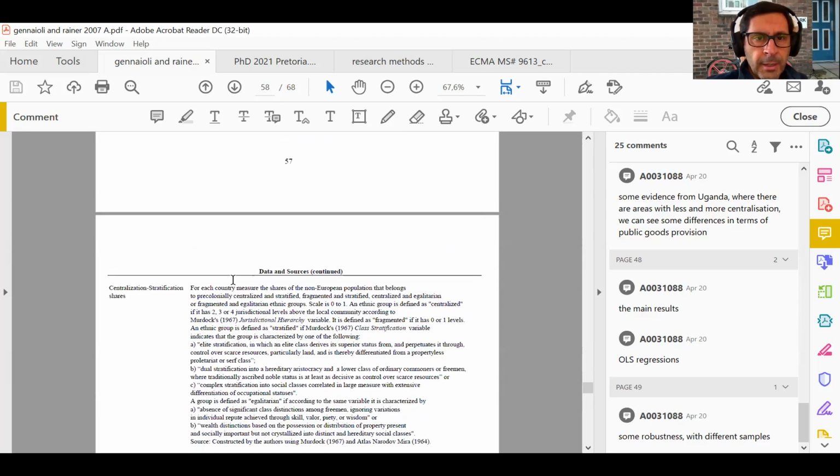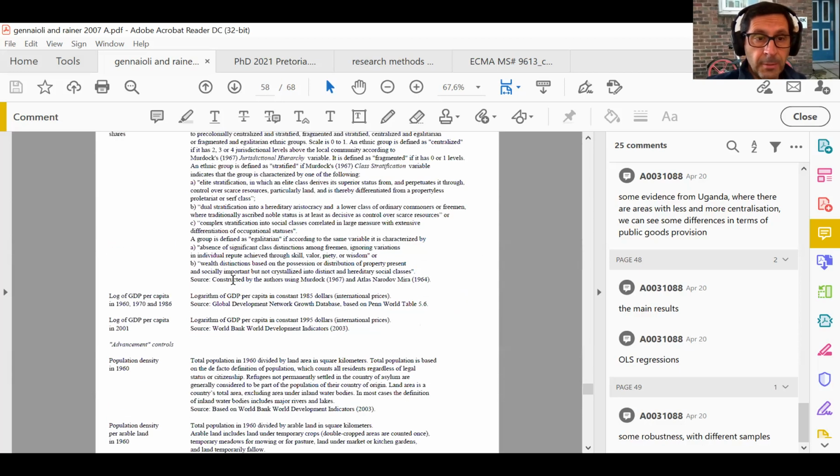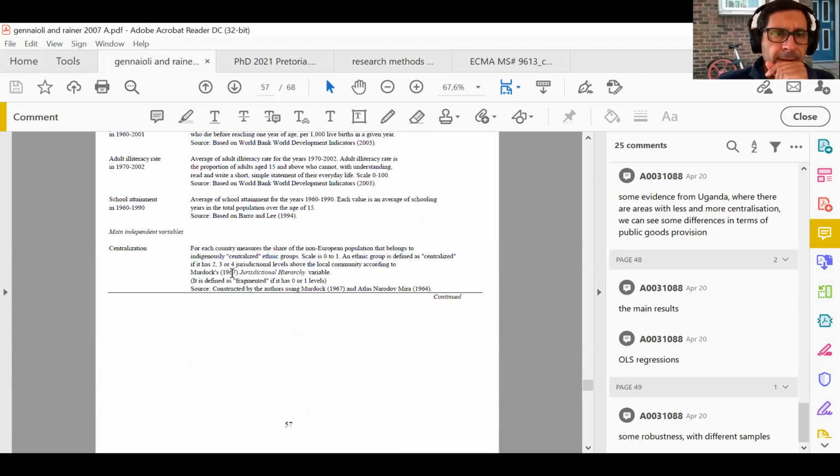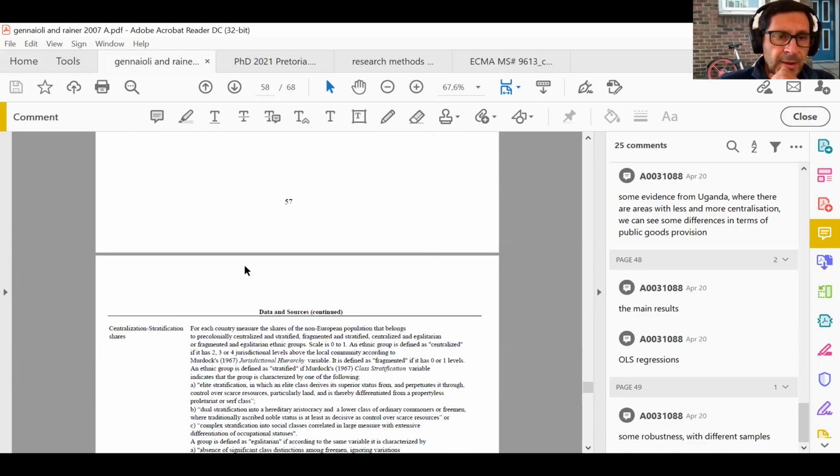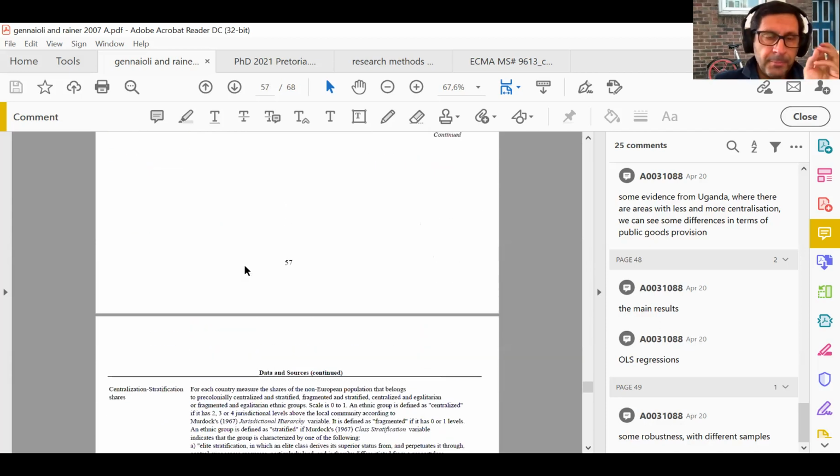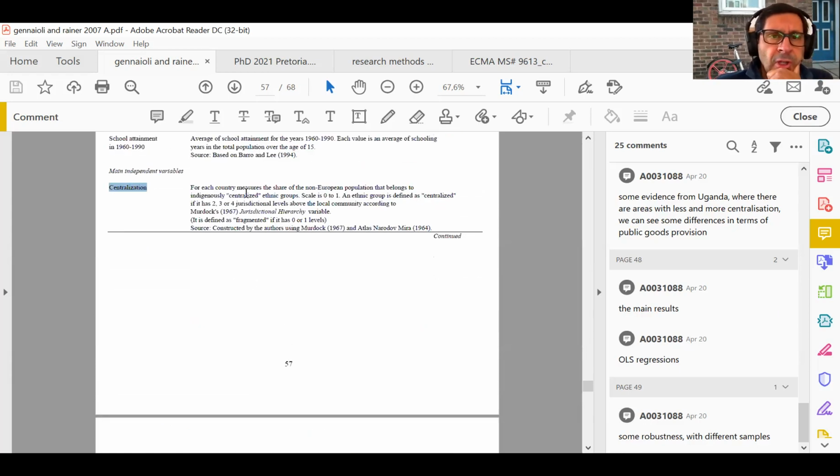And again, more info on data and sources of the data. I just want to find here the variable centralization, because that is the variable that they put together, right, using the ethnographic atlas. For each country, it measures the share of the non-European population that belongs to indigenously centralized ethnic groups. The scale is 0 to 1. An ethnic group is defined as centralized if it has 2, 3, or 4 jurisdictional levels above the local community, according to Murdock's jurisdictional hierarchy variable.